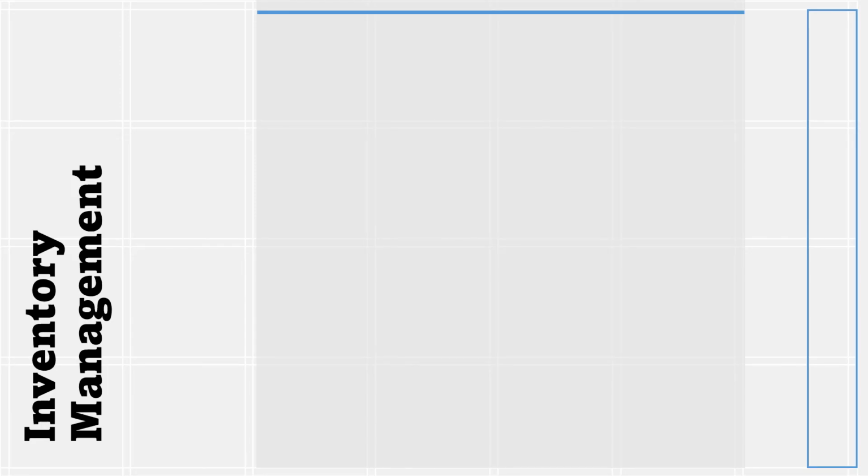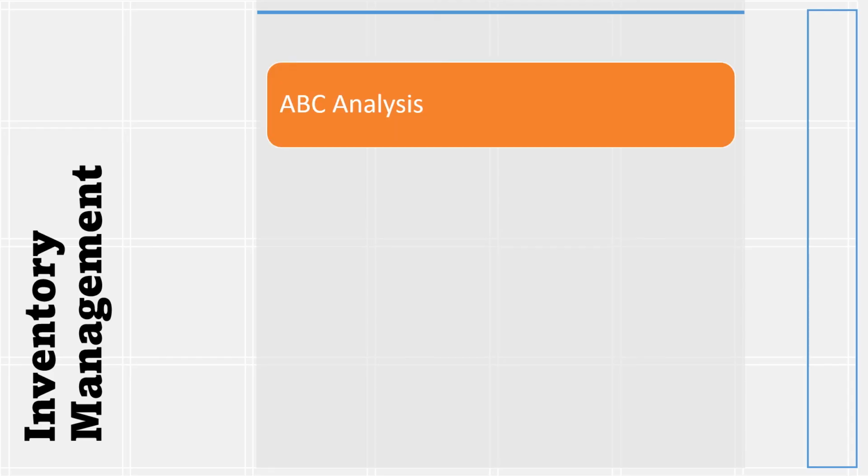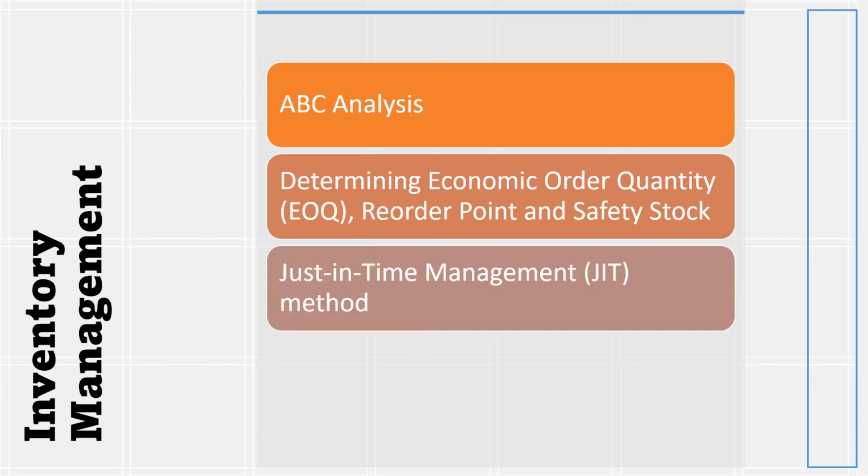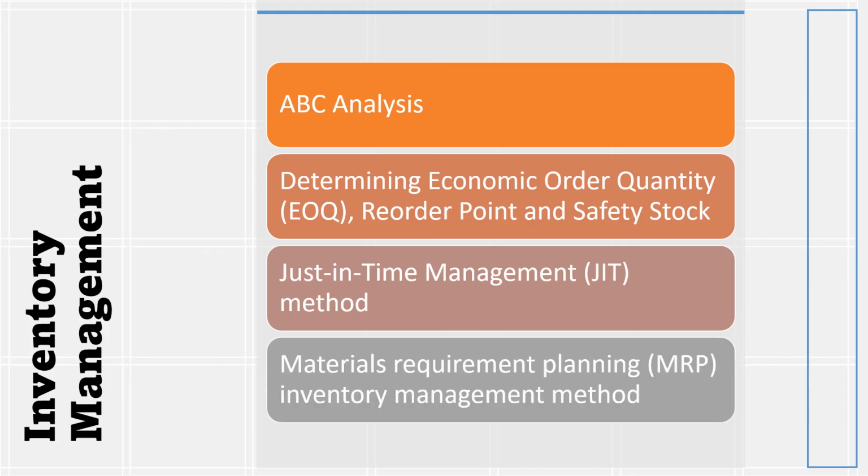Now, what are the tools in inventory management? We have here ABC analysis, determining economic order quantity or EOQ, reorder point and safety stock. We also have the just-in-time management method and the materials requirement planning or MRP inventory management method. Let us discuss first the ABC analysis.